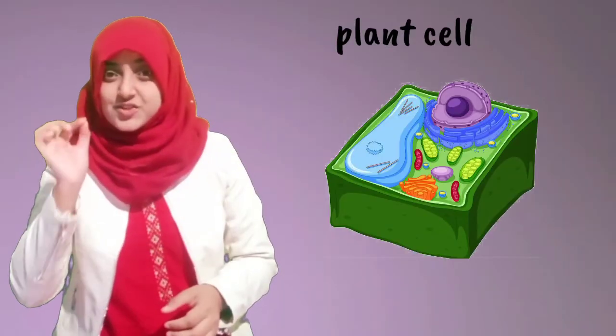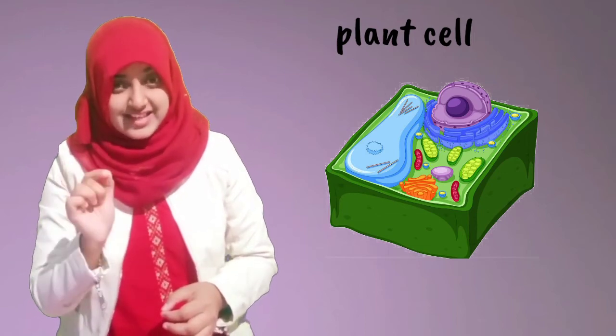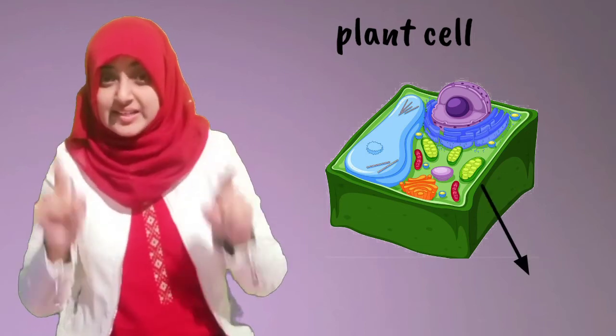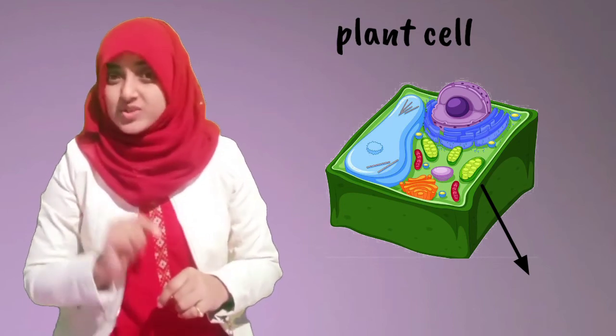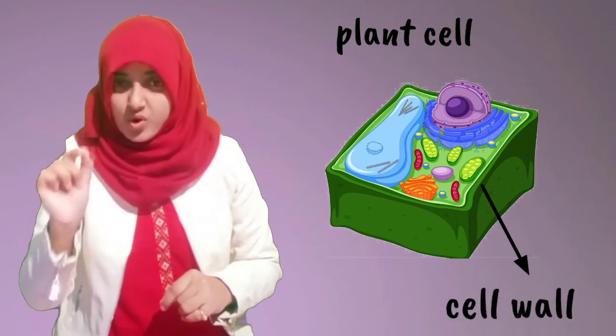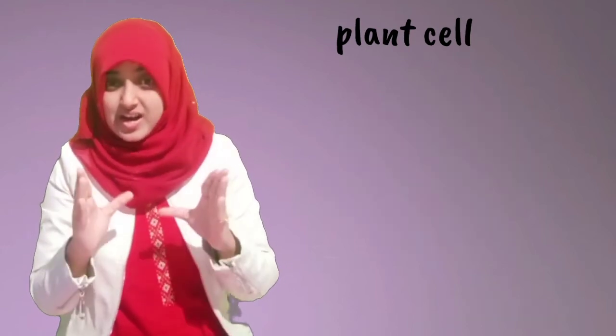Well, in case of plant cells, we are already familiar with the fact that there is one more additional covering surrounding their plasma membrane, right? And what was that? It was the cell wall. Well, it was very rigid. In the sense, it's very hard.